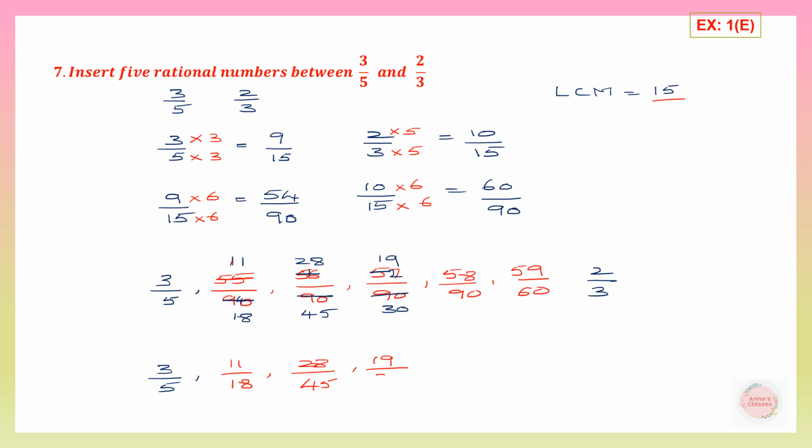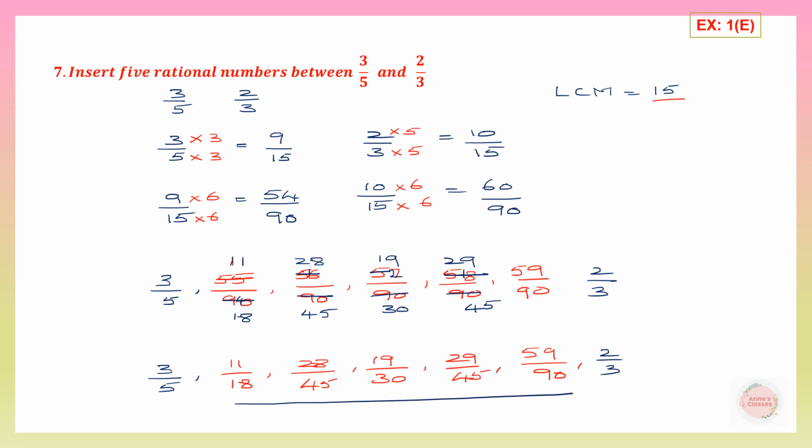19 by 30. Next, we go to 58 by 90. Here 2 twos are 4, 2 nines are 18 and 45. So that is 29 by 45. Let's go to the last one. 59 by 90, that cannot be reduced to the lowest term. So we write it as it is, 59 by 90. And the question, which is 2 by 3. So as you can see, we have 5 rational numbers here between 3 by 5 and 2 by 3.